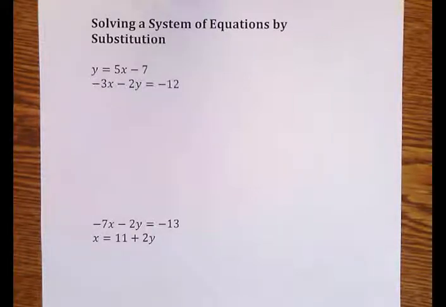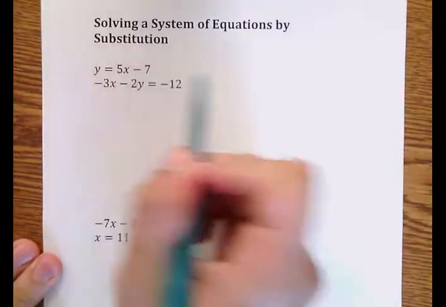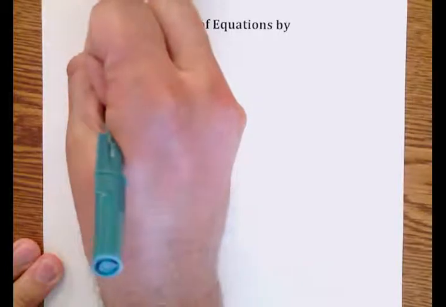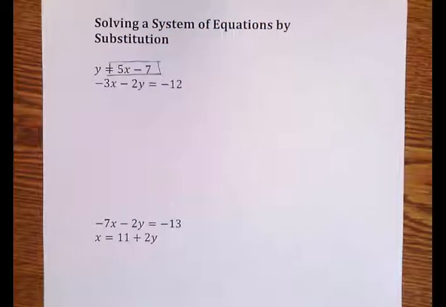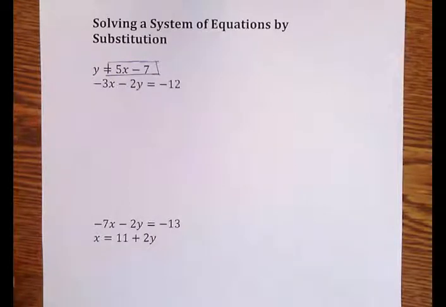So for our first problem, we have y equals 5x minus 7, and we have negative 3x minus 2y equals negative 12. So what I'm going to do is solve this one by substitution. When I see y equals 5x minus 7, I see the y is all by itself. So what this means is anytime I see y, I can substitute or plug in that 5x minus 7.